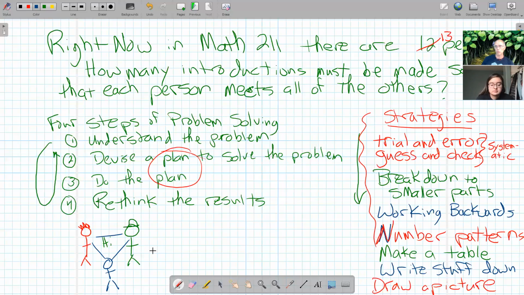Making a table, breaking things down into smaller parts, and kind of related to that is to try a simpler problem, which is a little bit different sometimes. Like 13 people, that's not a big class, but when I have to count, that feels big. So maybe I'll do 4 people or 3 people, okay?